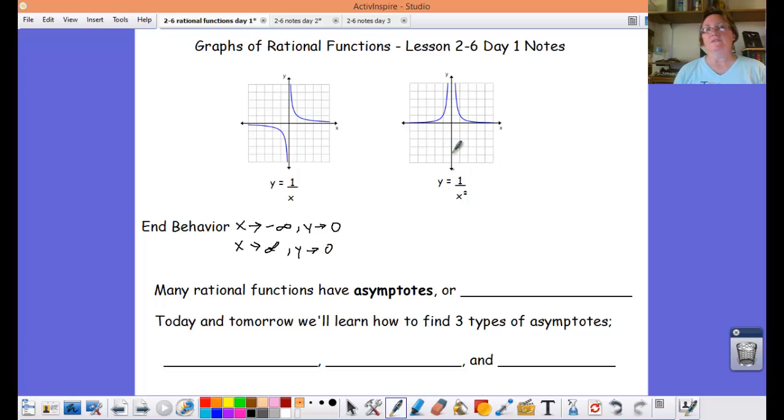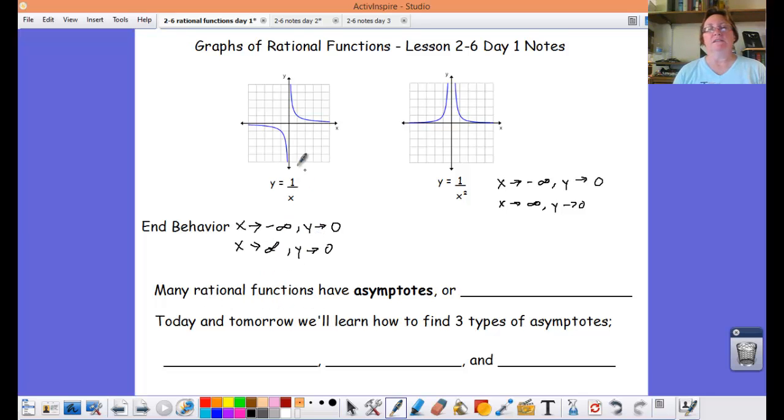Now, the same thing is true here. The location of the branch is different, but still this rational function, when x gets really small or really big, is going towards 0. So let's get those end behaviors for the squared one out there. And that's going to be important for us to remember all through this lesson. The end behaviors on a 1 over x function, a rational function, it's heading towards 0.